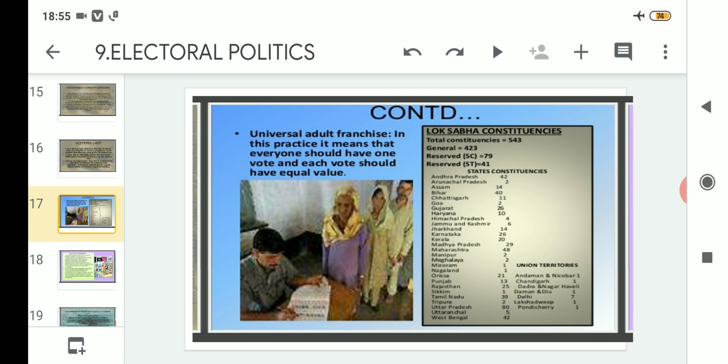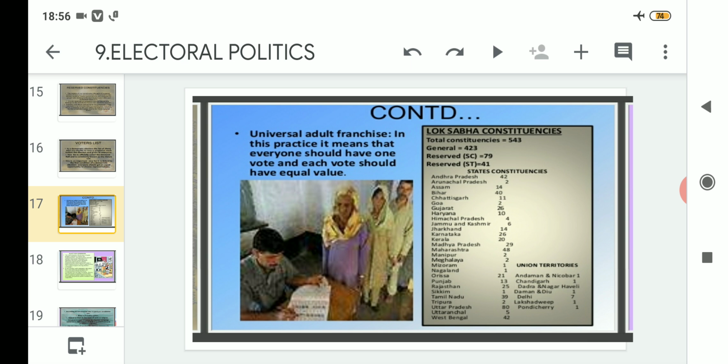In general, if we break up the 543 seats in the Lok Sabha, in the general category there are 423 constituencies from which candidates will fight the elections. After that, 79 seats are reserved for the scheduled castes, where only scheduled caste candidates can contest elections. After that, 41 seats are reserved for scheduled tribes, where only scheduled tribe candidates can contest in the elections.